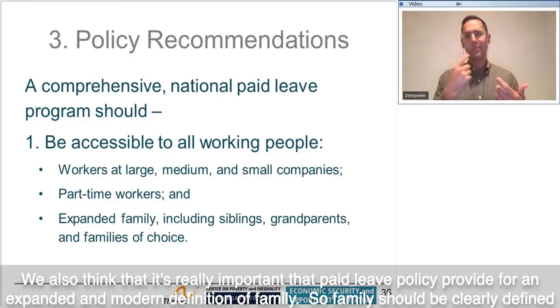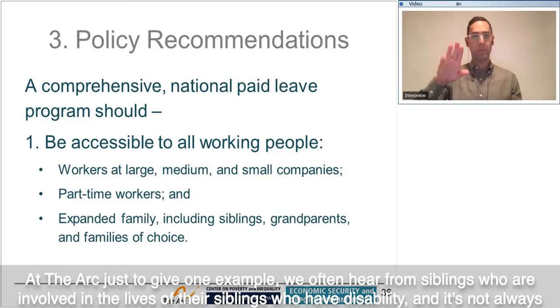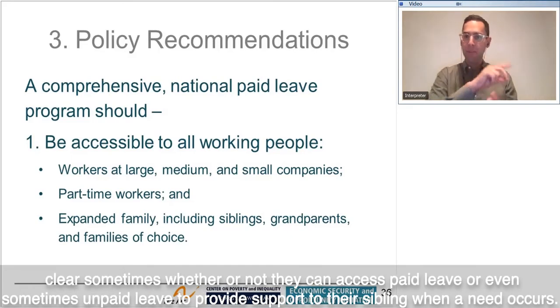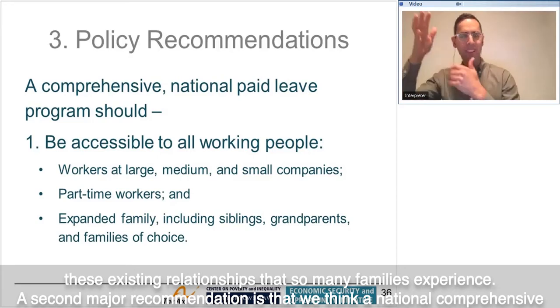We also think that it's really important that paid leave policy provide for an expanded and modern definition of family. So family should be clearly defined to include members including siblings, grandparents, and families of choice, which include many LGBTQ families. At The Arc, just to give one example, we often hear from siblings who are involved in the lives of their siblings who have disabilities, and it's not always clear whether or not they can access paid leave or even sometimes unpaid leave to provide support to their sibling when a need occurs. We think that it's really important from the start of any policy to be very clear that we view families inclusively and that policies should recognize these existing relationships that so many families experience.